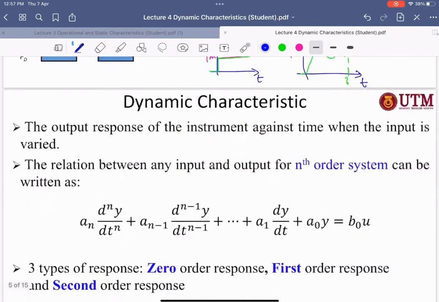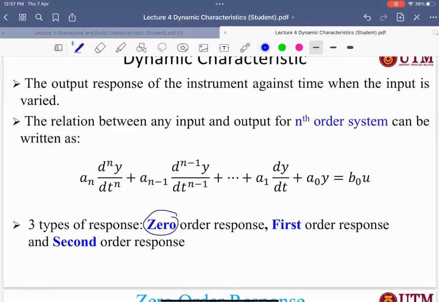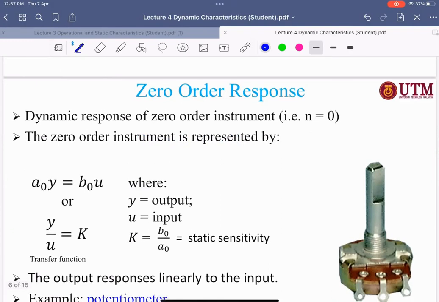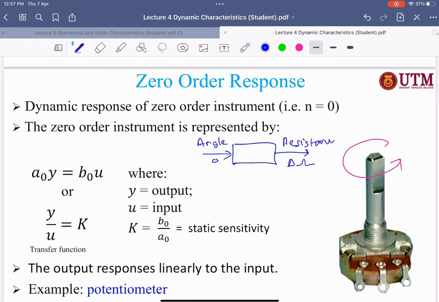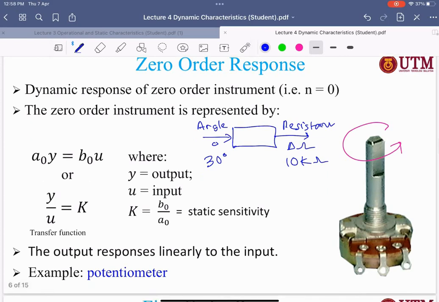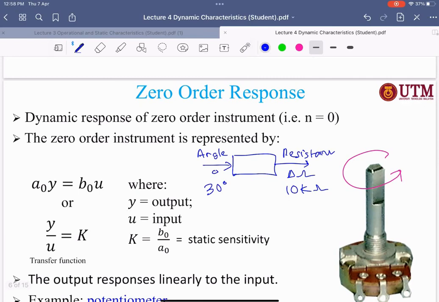By knowing the order n, we can know whether our response belongs to the zero, first, or second order. Zero order instruments are like the potentiometer. A potentiometer can measure the angle in degrees. The input will be the angle as you turn the knob, in degrees, and the output is in terms of the change of resistance. For example, you turn it to 30 degrees, and it will give you about 10 kilo ohm.